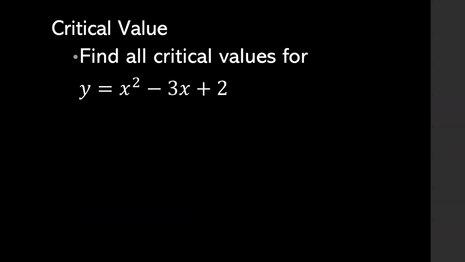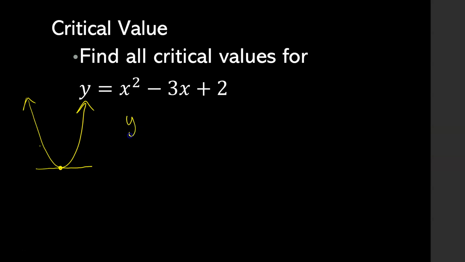Okay, so let's find critical values for x squared minus 3x plus 2. Are you imagining what that graph looks like? So you should be imagining, we'll ignore the axes, just some parabola. How many critical values is that graph going to have? Just one. Where that derivative is equal to 0.